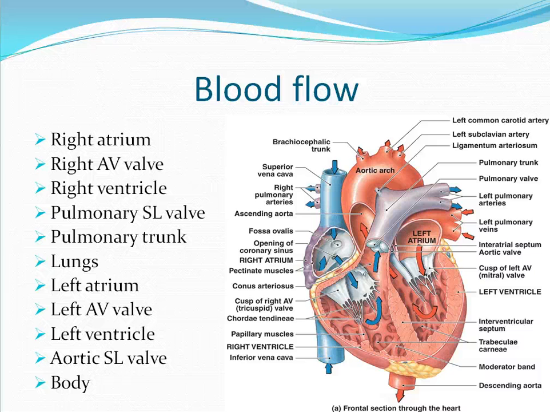From the right atrium, blood flows through the right AV valve into the right ventricle, through the pulmonary semilunar valve and into the pulmonary trunk. The blood from here goes to the lungs to become oxygenated. It then collects into the pulmonary veins that deliver the blood to the left atrium. From the left atrium, it goes through the left AV valve to the left ventricle, through the aortic semilunar valve, and out to the body.